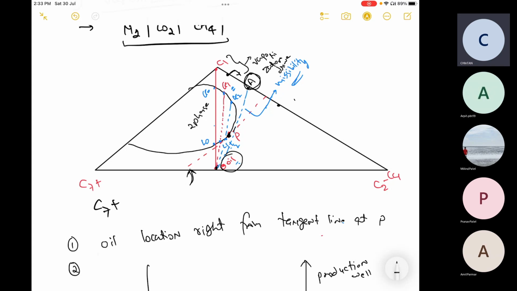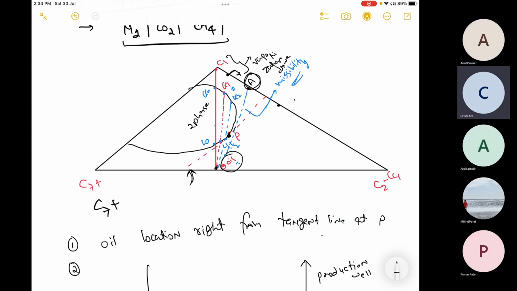So this OP line is the line passing through O and P, but it should be a tangent to that curve, as in the previous case. OP is the line which passes through O as well as P, but it should be tangent to that curve. Are you getting this? Yes, sir. Okay, that is nothing too much. Once you solve the problem which I gave you, you will have more idea.